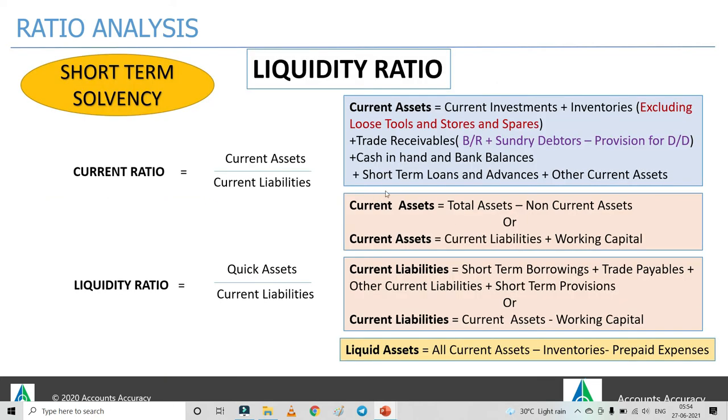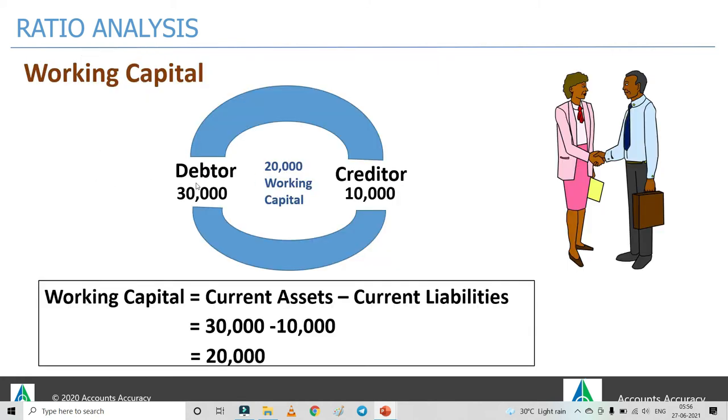Now you should know what current liabilities are. Current liabilities are your short-term borrowings, trade payables, other current liabilities and short-term provisions. These are those liabilities which are paid within a year. Now suppose the company has debtors of 30,000 and creditors of 10,000. Debtors are the persons who owe money to the company, and creditors are the persons to whom the company owes money. Or you can say the current assets must be more than the current liabilities, because that only tells us that the company is in a position to pay back its creditors.